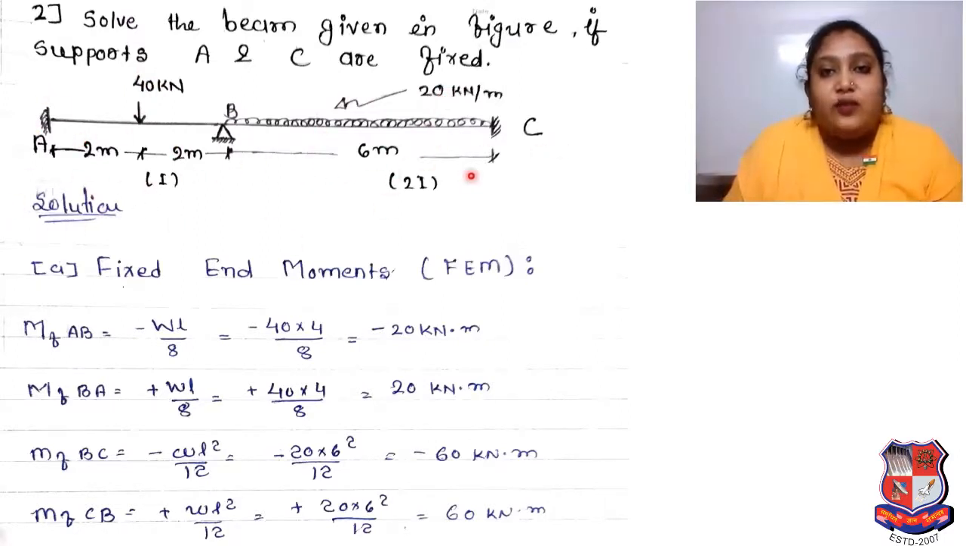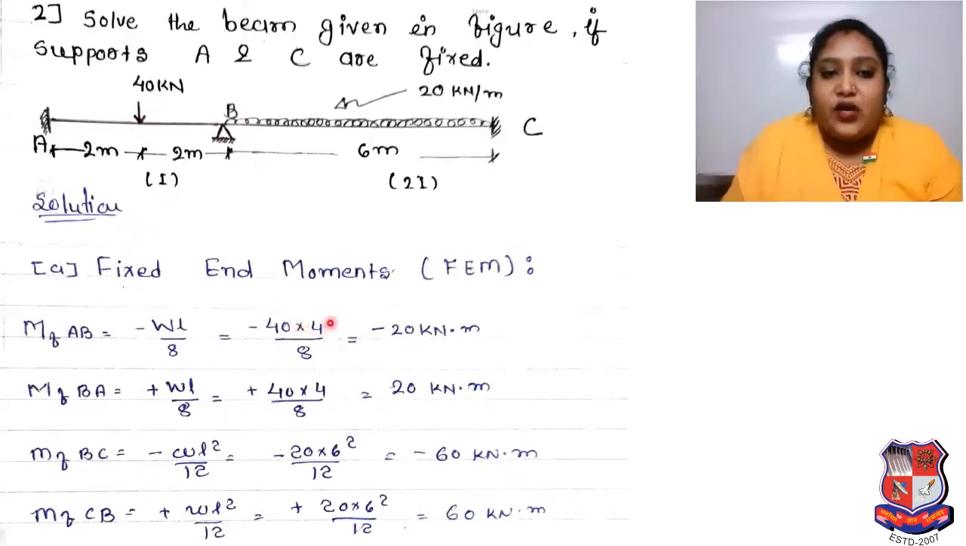fixed. So what will be the difference over here? Okay, and whatever problem we calculated previously, as per that we will do in this, so you can get the idea. Okay, and based on both problem calculations you can solve many more problems based on that. First step, fixed end moment for AB, minus WL by 8 because it's a point load.